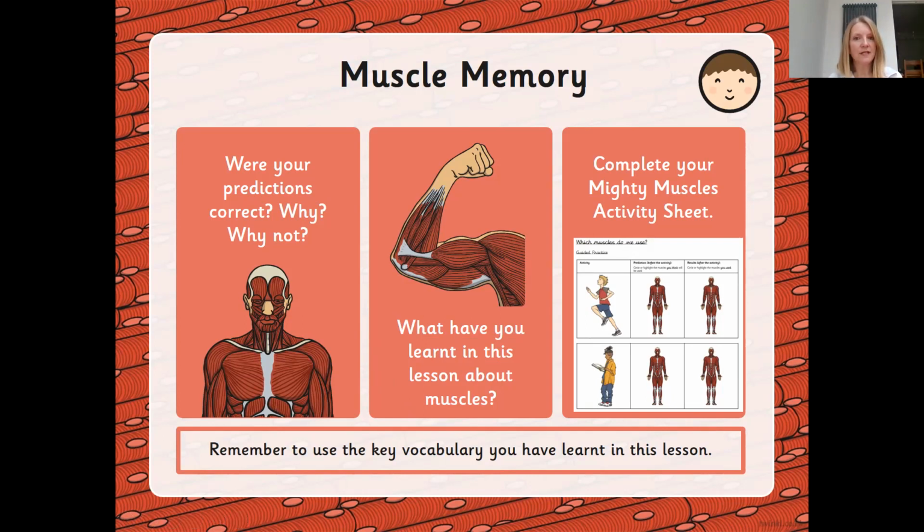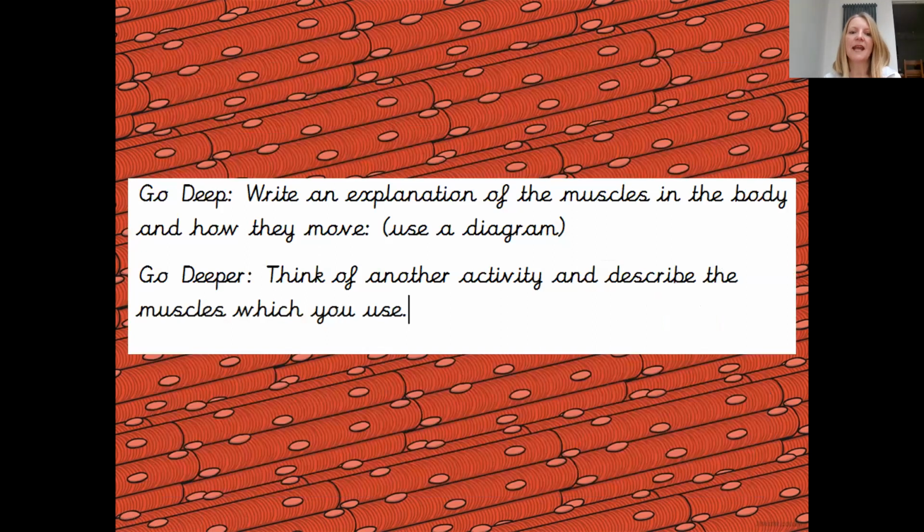For your Go Deep and Go Deeper today, there's a little bit of an extra explanation. Can you explain how muscles work? Maybe you'd like to do a diagram of your arm and explain how the muscles there work. You could label it. You could use those words like contract and relax. And then the Go Deeper today, can you think of another activity and describe the muscles which you use?